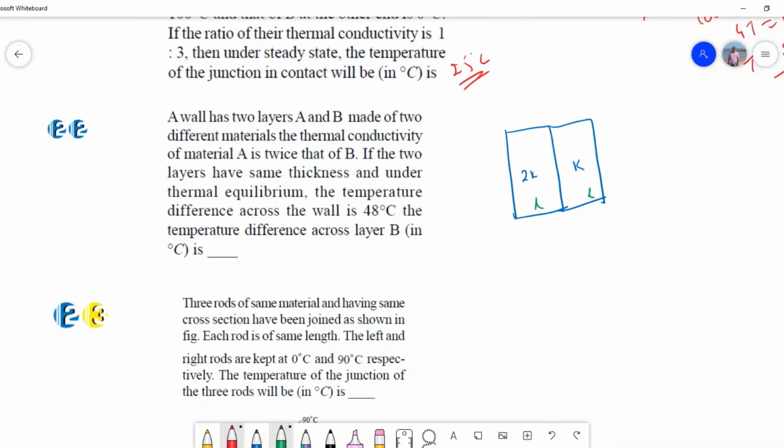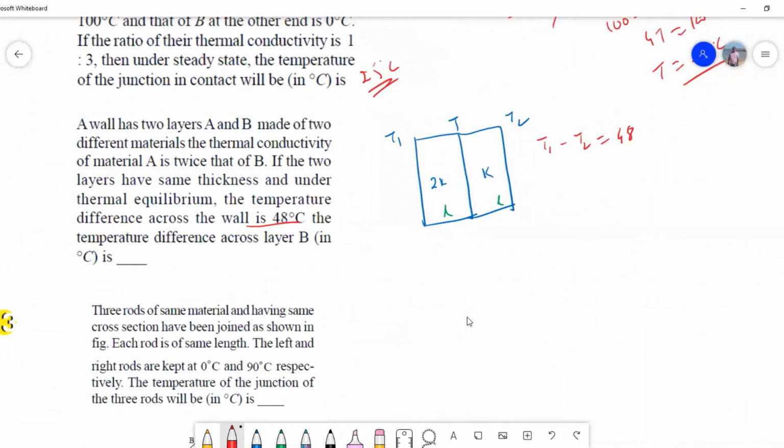Under the thermal equation, the temperature difference across the walls. So if I take this as some T1, this as T2, and let's take this as some T. So what is given here? One important point is given. The temperature difference across the wall is 48. So T1 minus T2 is given as 48. Then the temperature difference across B is asked. Then what is T minus T2?